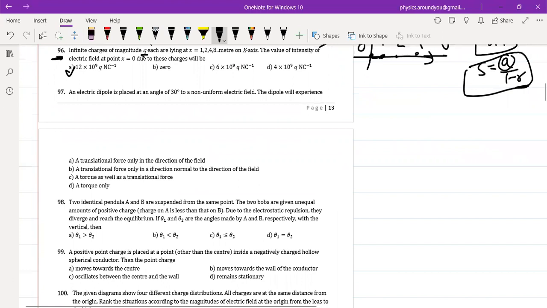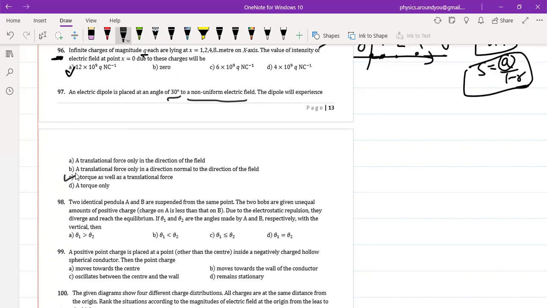Now, question number 97. Again, electric dipole, our old friend visits us. Electric dipole placed at an angle 30 degree to a non-uniform electric field. What will happen to the dipole? Well, it is non-uniform, so it will experience both torque and force. So the option should be 97C.